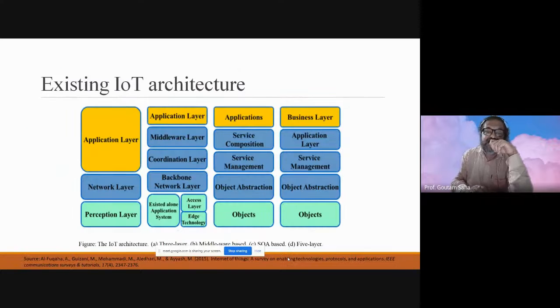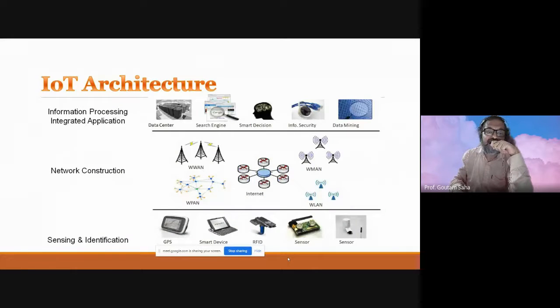Now, the IoT architecture. First of all, I have told you what IoT is and what it can do. Now let us understand how IoT works. These are the sensing and identification devices: GPS, smart devices, RFID, and different types of sensors. All are fitted with radios. They are sensing and identifying.